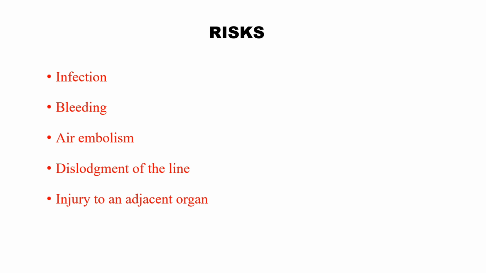Coming to the risks, there are few risks associated with this procedure. The main potential complications are infection, bleeding, air embolism, dislodgement of the line, and injury to an adjacent organ. So these are the common complications after the CVP line insertion. You should report the complication if it is not controlled by a medication provider, and dislodgement of the catheter should be reported immediately.